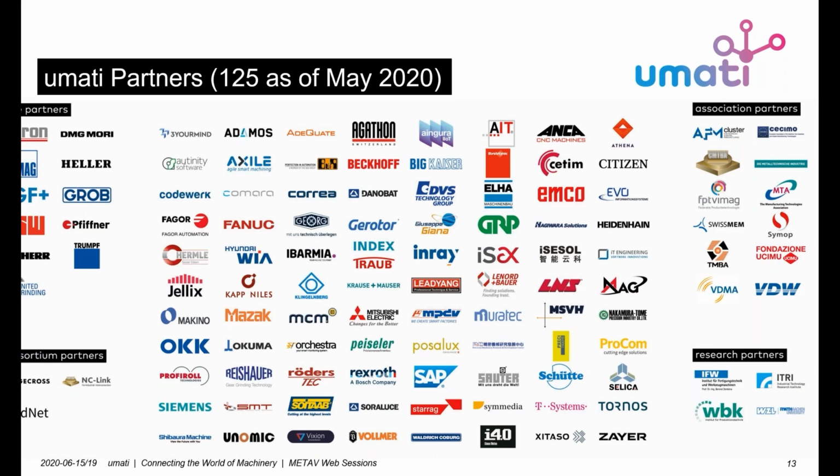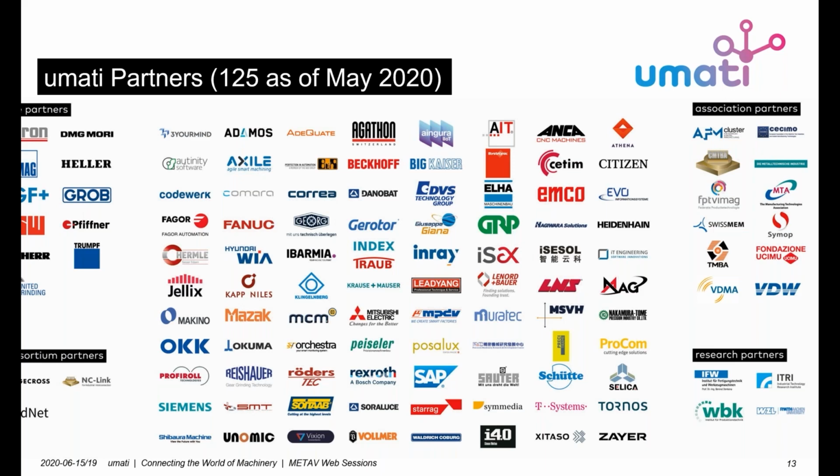Our partner scenario means for the moment we have collected a wide variety of companies that are supporting this idea of universal connectivity via OPC UA and getting together in a marketing and community that can address customers. As of today, we have 125 partners, most of them leading machine tool builders and leading manufacturers in the field of machine tools. This is because Umati started out as a machine tool initiative.